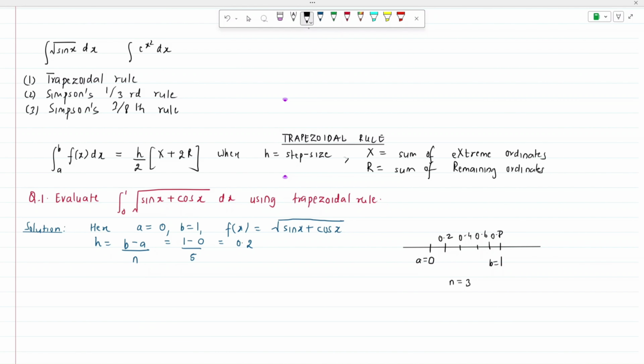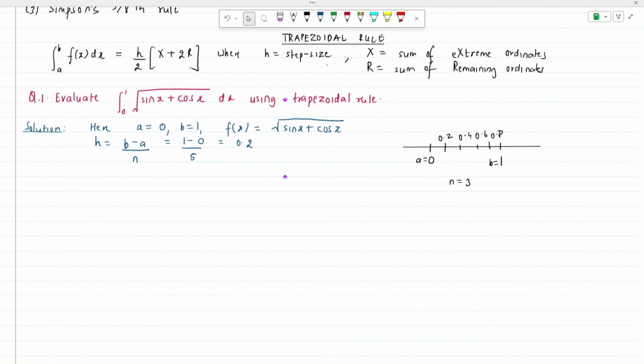For the next part, we will have a table of values. We'll make a table wherein we'll have the first column as i, followed by xi and yi, which is evaluated as f of xi. In this case, it is going to be square root of sine of xi plus cosine of xi. Since we have divided the interval AB, that is 0, 1, into 5 equal parts, i goes from 0, 1, 2, 3, 4 and 5. So in a way you can say that these are the 6 endpoints which are going to break your interval 0, 1 into 5 equal parts.